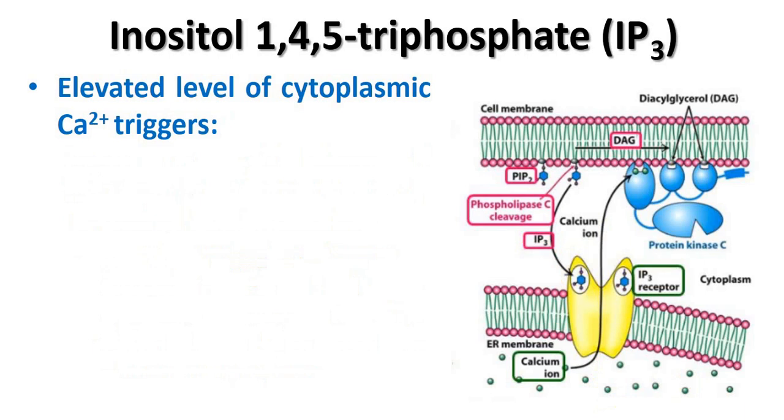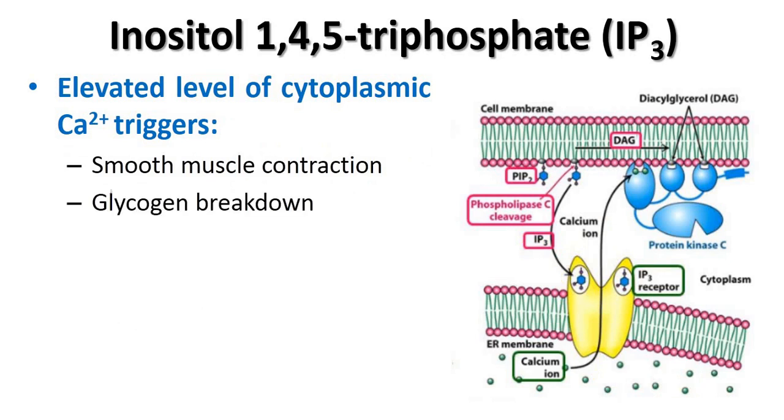Once the level of cytoplasmic calcium elevates, it triggers various physiological events such as smooth muscle contraction, the breakdown of glycogen to glucose, and release of vesicles, which is a very prominent pathway in neurotransmitter release or synaptic transmission.